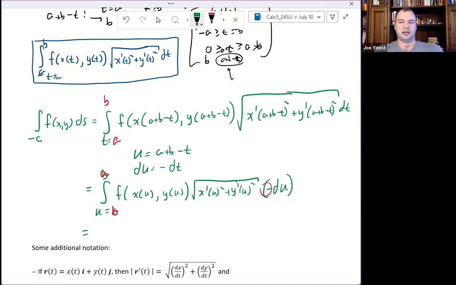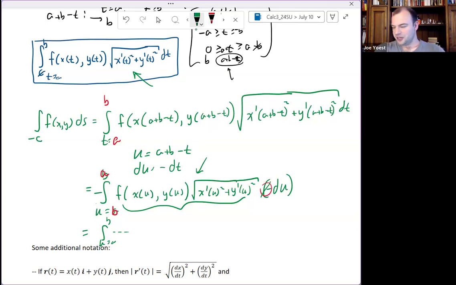So u equals b to a of this stuff, du, with a minus out in front, and then the minus, which is the order of integration. And we see that the integral from a to b of f of x of whatever, y of whatever, times the square root of x prime of whatever squared plus y prime of whatever squared, d whatever, is exactly the same thing we have up there.